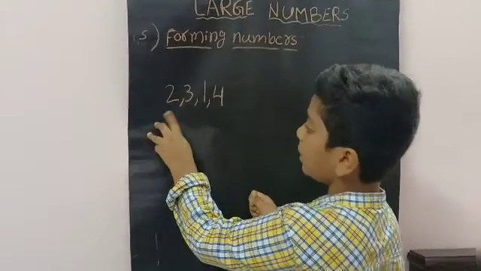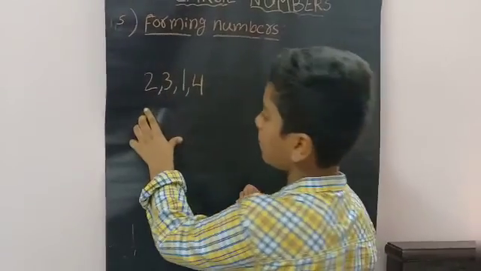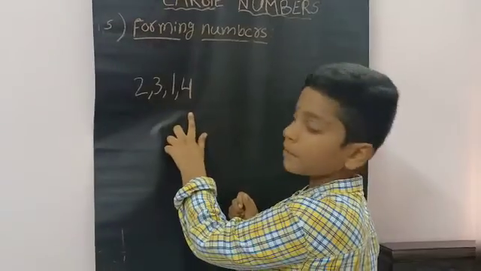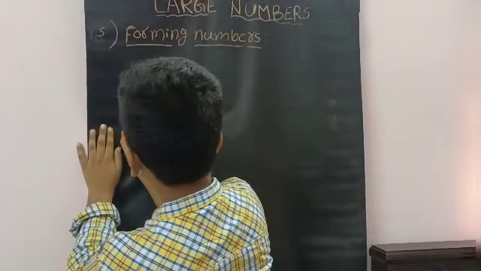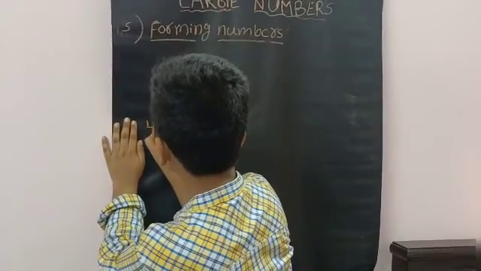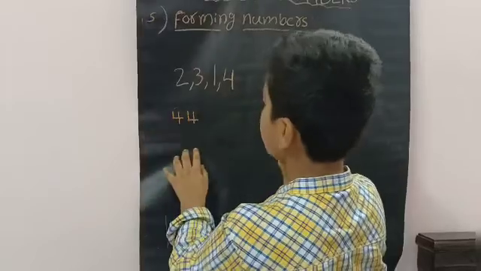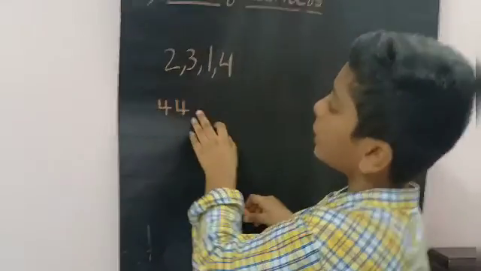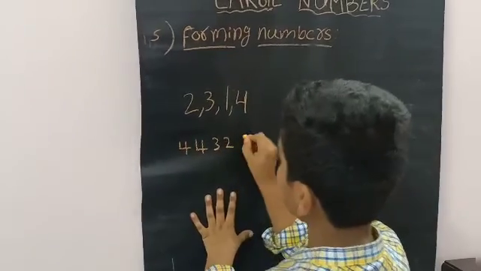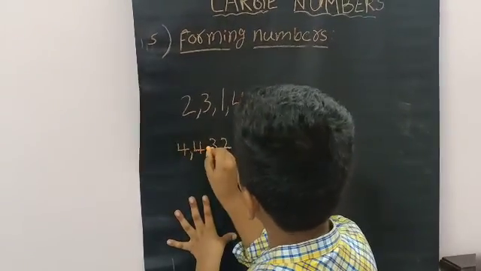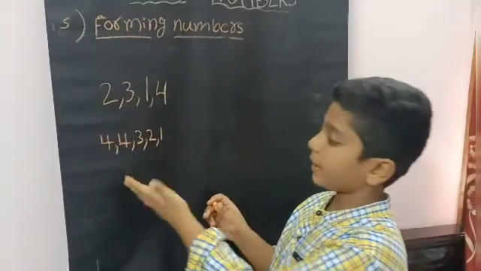See, here which is the biggest number? To write the biggest number, in this, which is the biggest number? Yes, 4 is the biggest number. So, you should write 4 two times. And the next biggest number is 3, and the next biggest number 2, next 1. So we get the biggest 5-digit number.